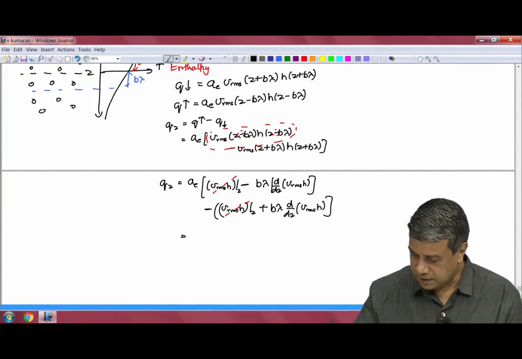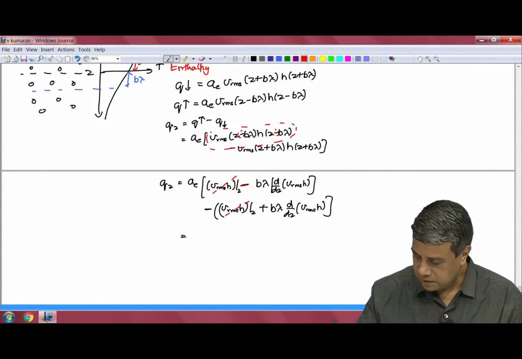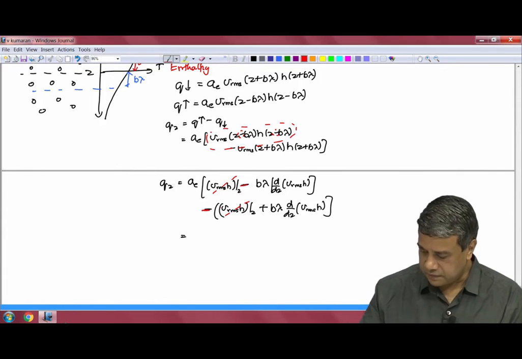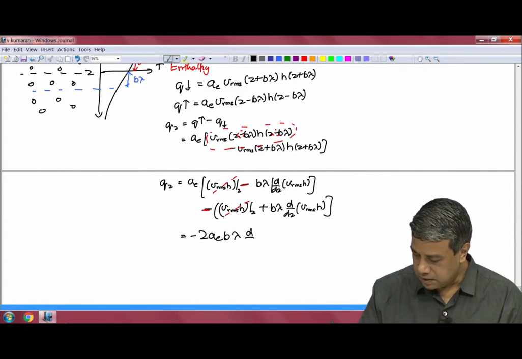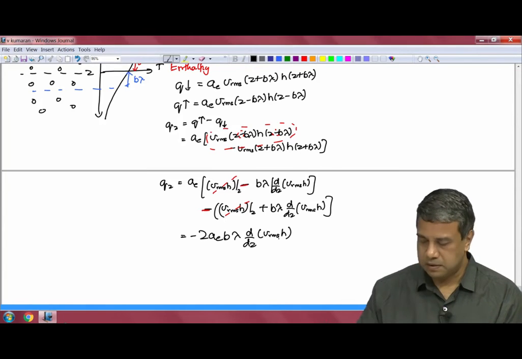There is a negative sign here and there is a negative sign in front of this. So, I will get minus 2 AE B lambda d by dz of Vrms H.